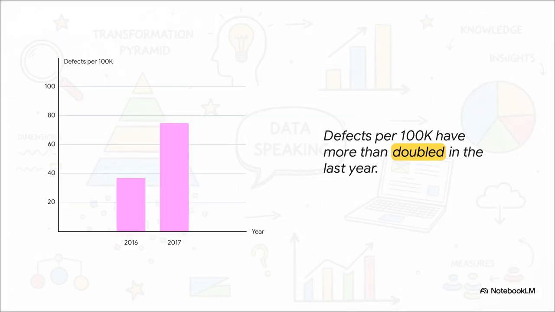But now, look at this. It's the same data, just fixed. We've got a clear title that tells you the main point right away. The years are labeled. We've even used a pop of color to draw your eye to the most important bar. Suddenly, the story is crystal clear. Defects more than doubled in a year. Now that is the power of following a few simple rules.